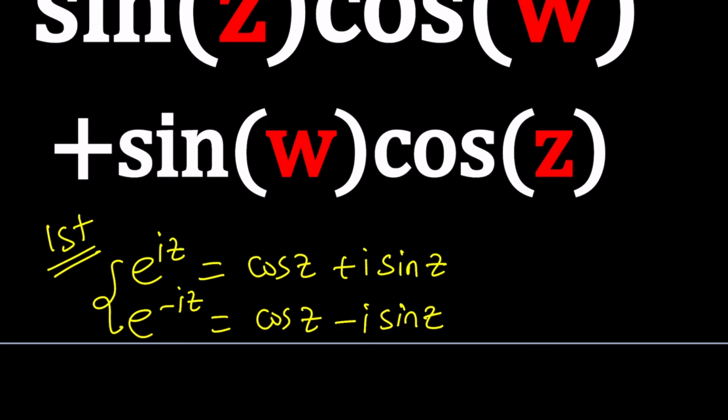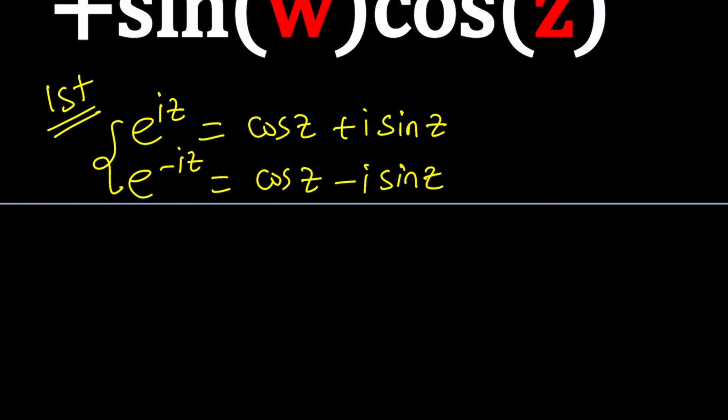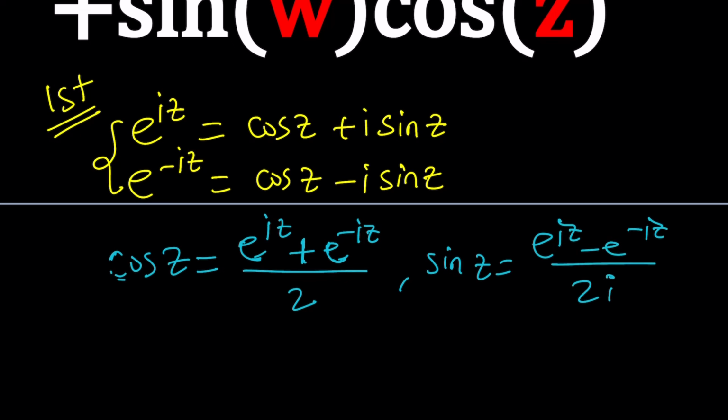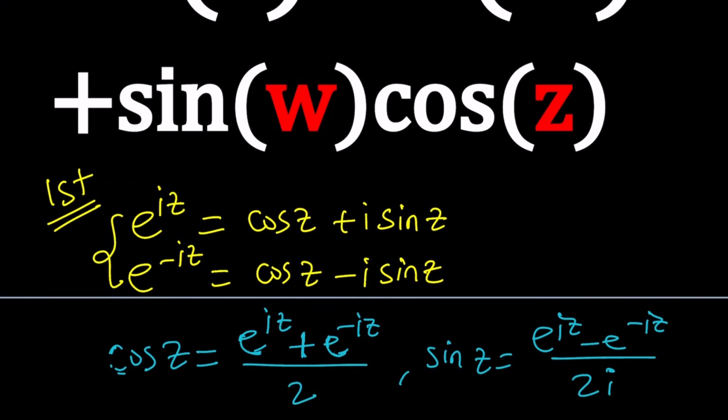Okay? Now, let's see how we can simplify this. From these two equations, we get the following identities, one for cosine and one for sine. Cosine of z basically can be written as e to the iz plus e to the negative iz divided by 2. Simply add these two equations and sine is going to cancel out. And sine z is going to be e to the iz minus e to the negative iz divided by 2i. So pay attention to the second formula in particular. Now, let's go ahead and see how we can use these identities.